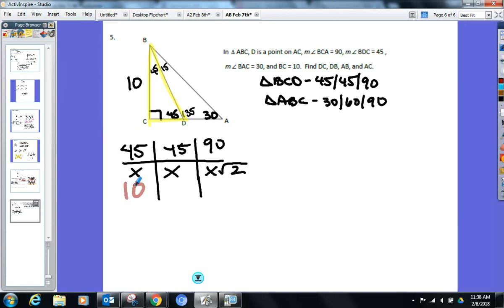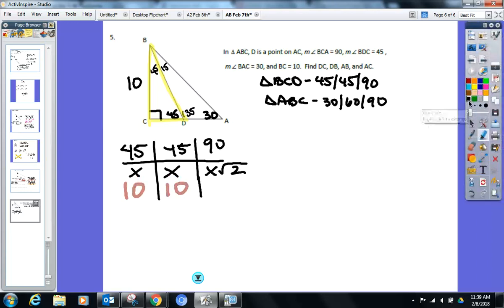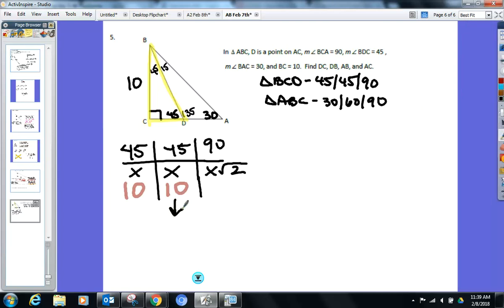What's across from the other 45? They're both the same, right? That was the big thing you told me at the beginning. So across from the other 45 is 10. In triangle BCD, what's the side across from the other 45? CD, right? So CD is 10, and that's one of them we needed to find. Perfect.